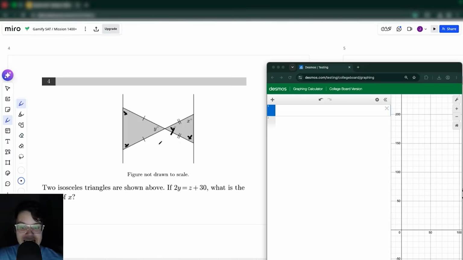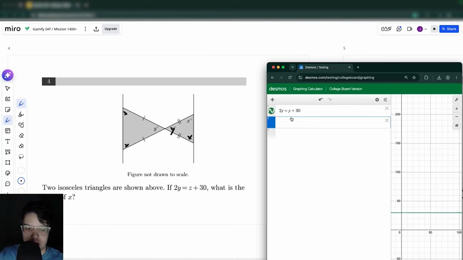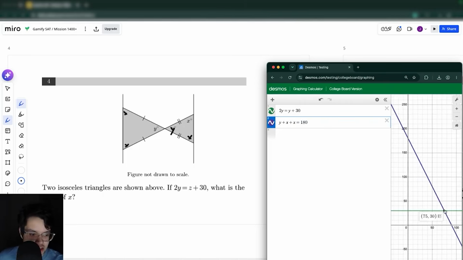With this information, it is very, very easy to just write a couple of quick equations. First one here, 2y equals z plus 30. We know that z is equal to y, so we can just say 2y equals y plus 30. Amazing. Technically, we could just use that to solve the problem, but I'll go ahead and write another equation regardless. So y plus x must also equal 180 with the triangle rule. So therefore, we see here 75, 30. So the answer would in fact be 75, because that's the x value.